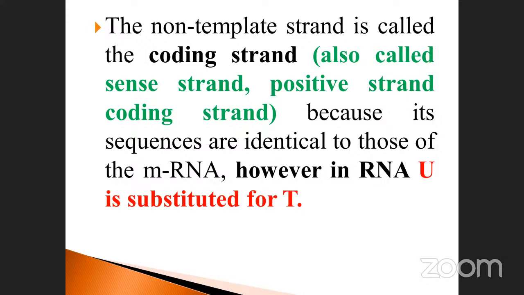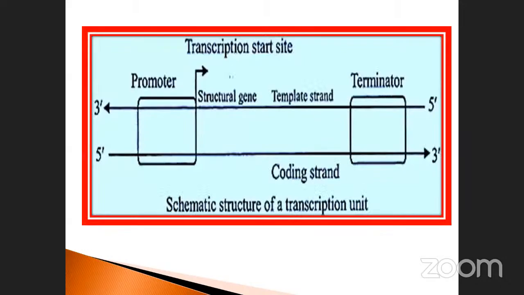However, in RNA, uracil is substituted for thymine. Okay, this is the important point of this part. This is a slightly complicated one. You should understand and read it, and we will get the ideas.